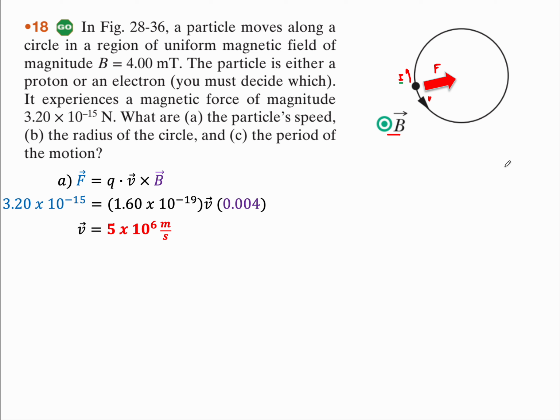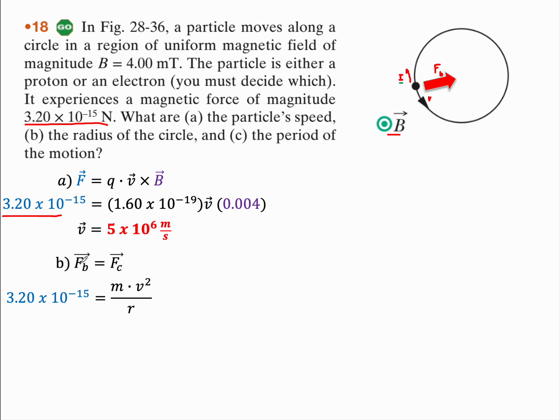Part B. What's the radius of that circle? Well, you might say, wait a second, how do we do a circular motion? Well, in this case, we know that this force, due to the magnetic field, I'm calling it F sub B, must be providing the net inward force necessary to keep it going in a circular path. That's the centripetal force, F sub C. We know this force from up here that was actually given.